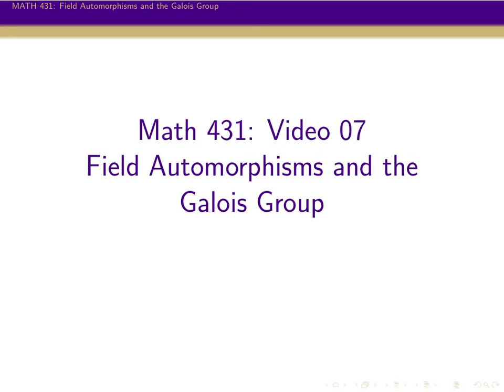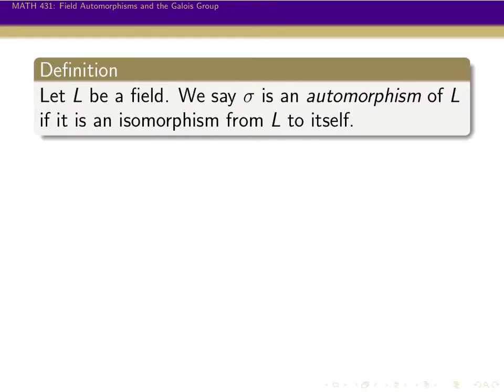And this is a big one. This is the one where we're going to bring in the last big piece of the puzzle, the Galois group. So let's start marching on. Okay, so let's start off by talking a little bit about field automorphisms.